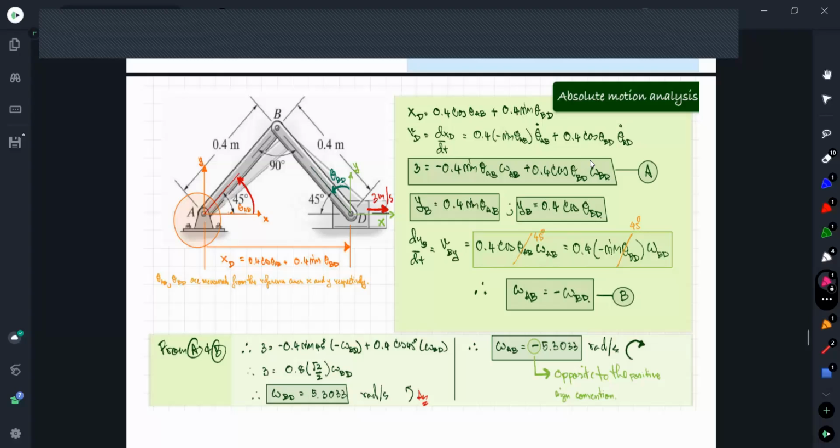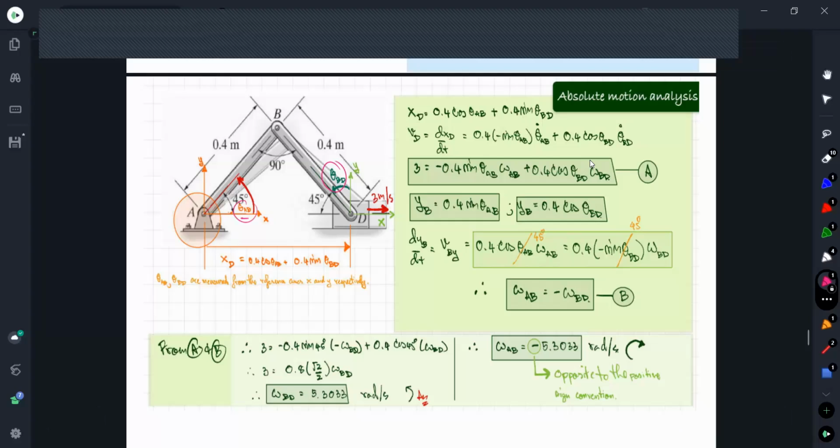According to this, if we set up theta AB measured from X, it means that counterclockwise is positive. And for BD, instead of X, we measure the angle from the Y direction instead, so it is counterclockwise also. So we define theta BD here, and we define theta AB here.